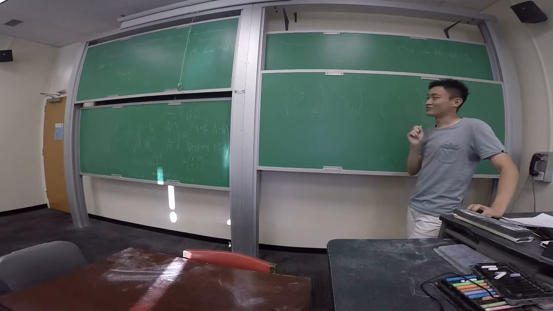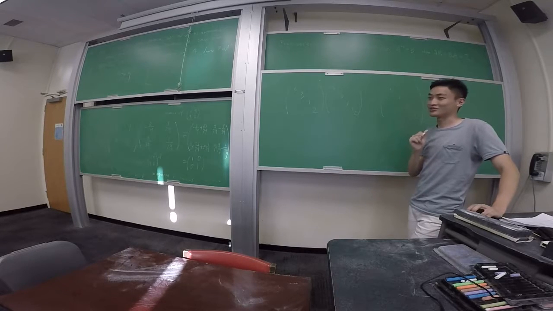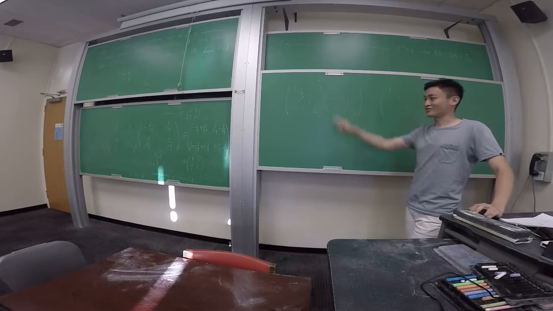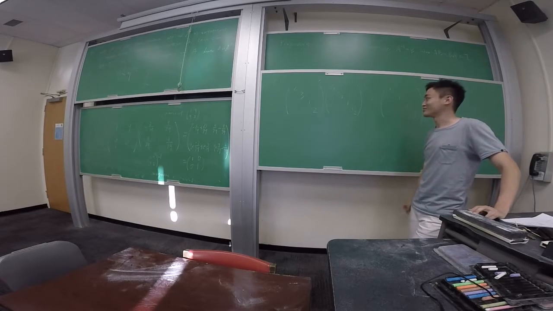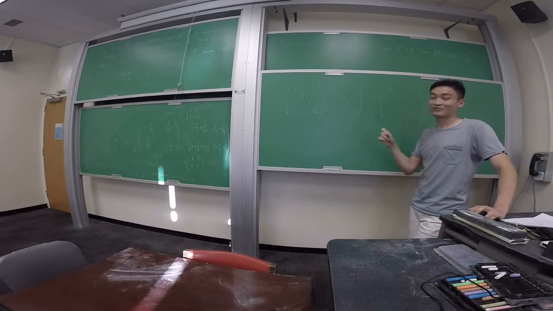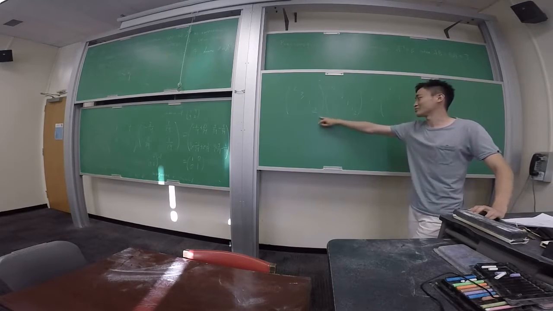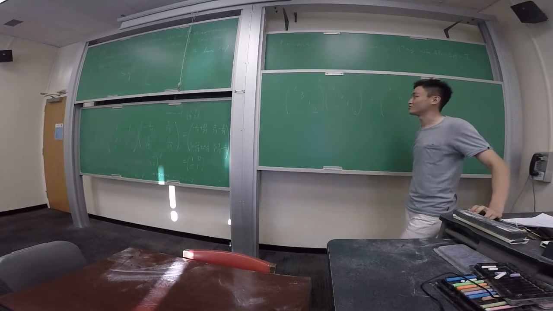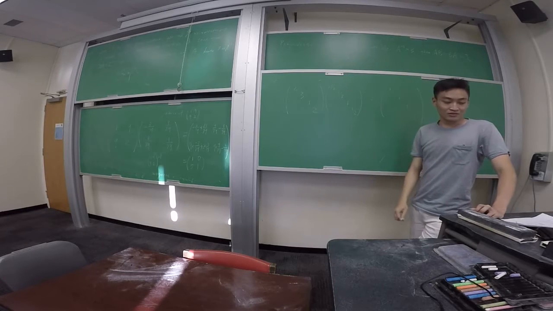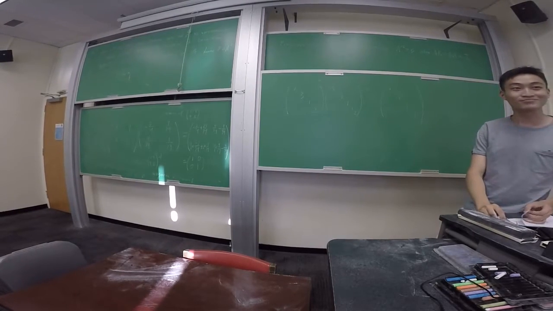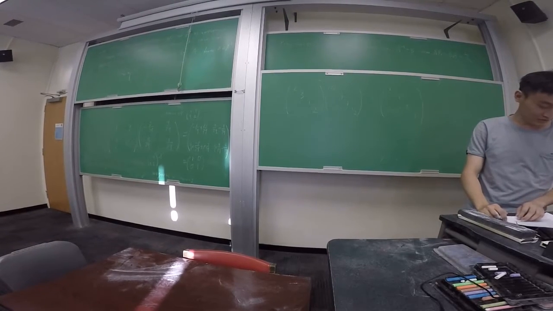Another question is: when is a diagonal matrix invertible? The answer is when there are no zeros on the diagonal. A diagonal matrix is invertible if and only if all the entries on the diagonal are not zero, because you can't find the reciprocal of zero. Any questions? Okay, so far so good.